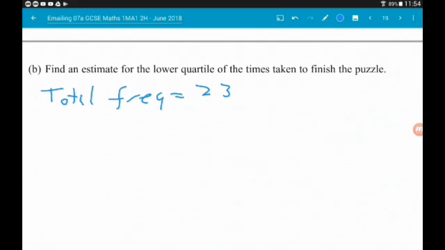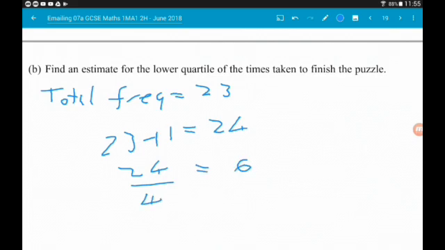So, the same is true for trying to find the lower quartile. We're going to add 1 and divide it by 4 because we want the 25th percent value, not the 50th percent value. So 23 add 1 is 24. 24 divided by 4 is 6. So we want to work out roughly where the 6th person would be in terms of the time.